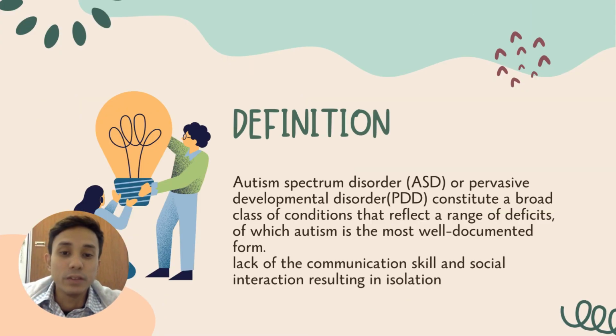So let's start with definitions. Autism spectrum disorder, or ASD, previously also called pervasive developmental disorder, PDD, constitutes a broad class of conditions that reflect a range of deficits, of which autism is the most well documented form. Autism is the lack of communication skills and social interactions, resulting in isolation of the children.